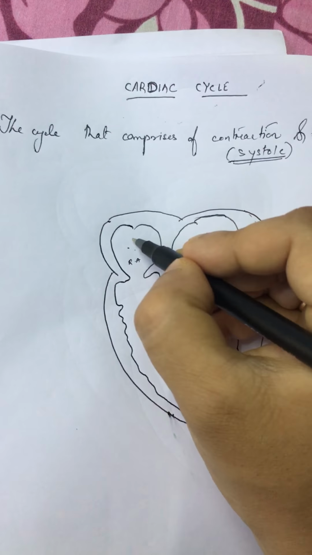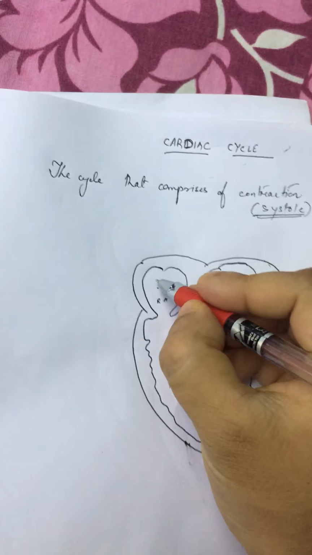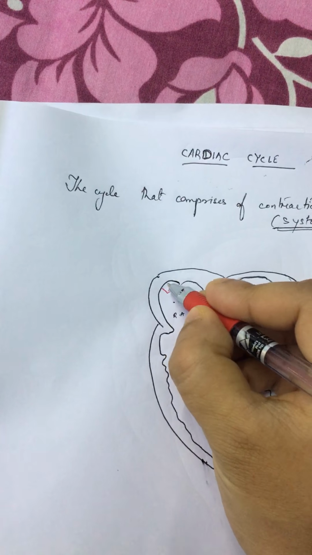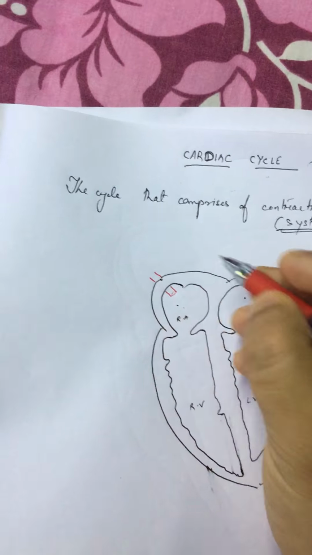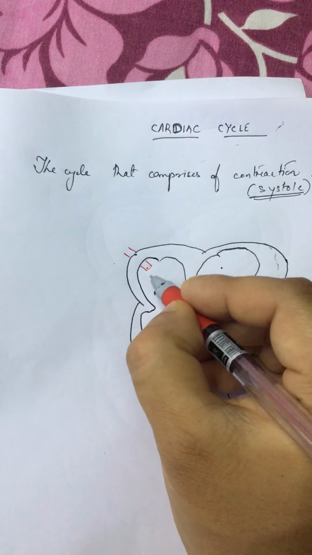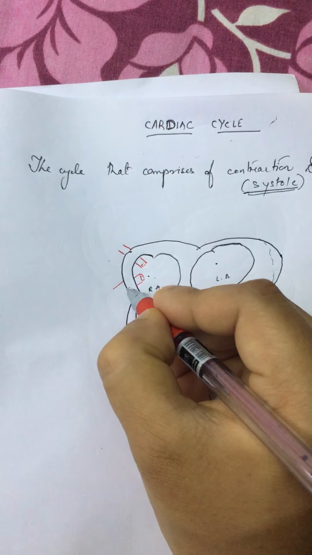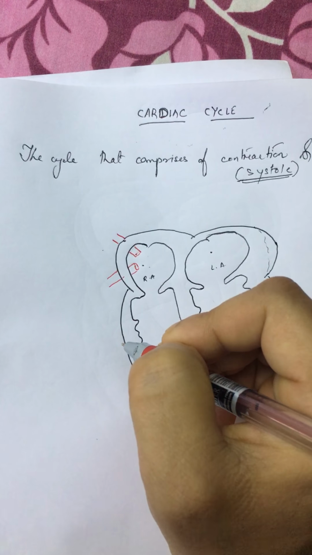We know that the right auricle receives the deoxygenated blood, and it receives it from two vena cavas. One is called the superior vena cava, which brings the deoxygenated blood from the upper part of the body, and the other is called the inferior vena cava, which brings the blood from the lower part of the body.